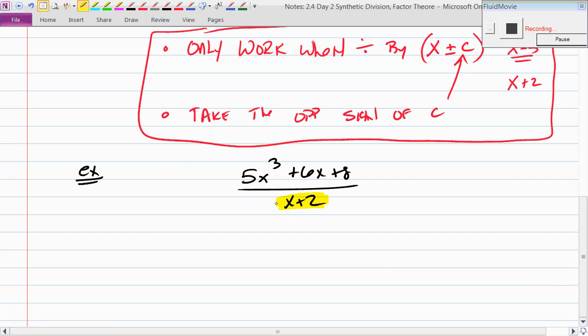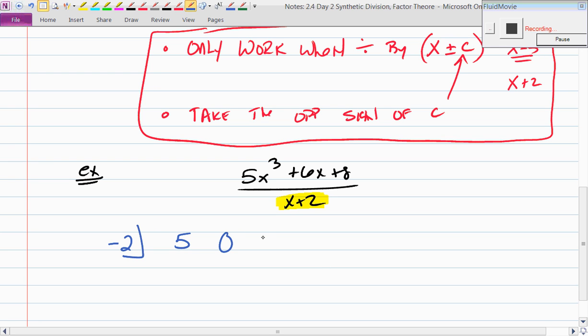Because I'm dividing by a binomial with a degree of 1, no problem. I'm going to take the opposite of c. In this case, the value of c is 2, so I'm going to take the value of -2. And I'm going to set up my synthetic division with a 5, because that's my coefficient. But I don't have an x squared term. What do? Put a 0.